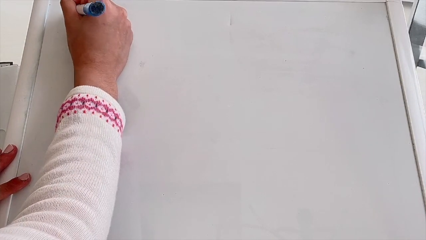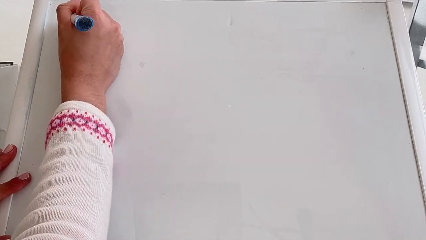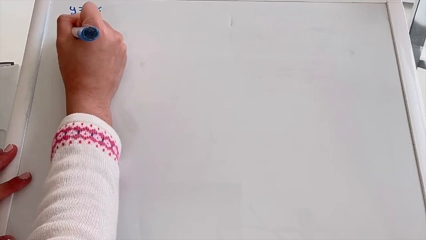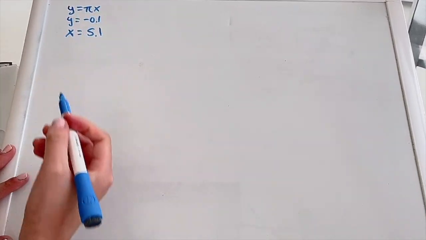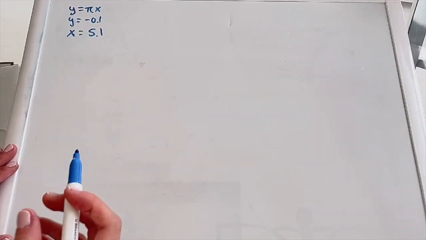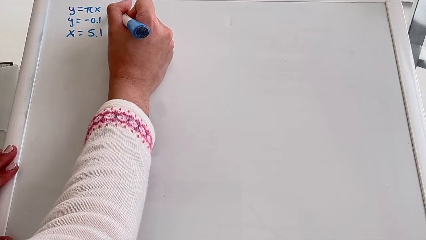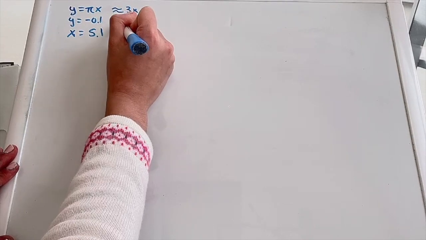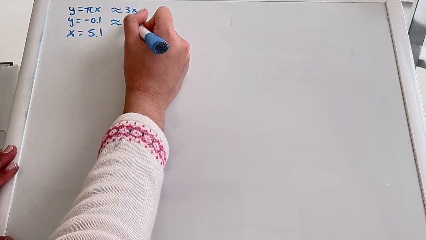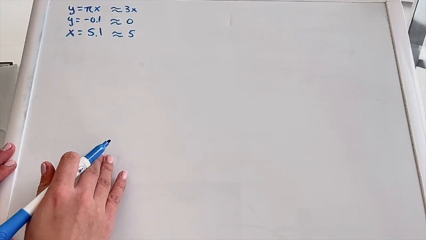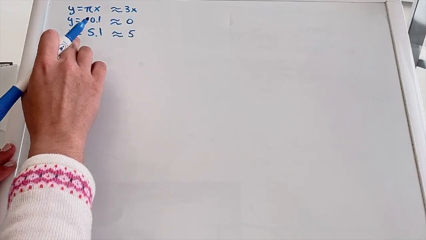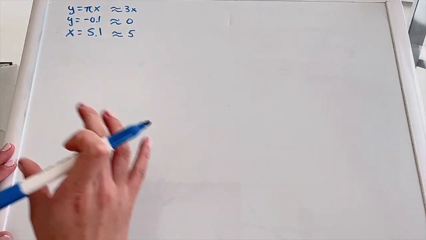So, looking at these three lines, we can see the three lines are y equals pi x, y equals negative 0.1, and x equals 5.1. What you notice about these is that none of these are full integers, but they are really close to one. So this would be approximately 3x, this is approximately 0, and this is approximately 5. When we are drawing the diagram, we do this so that you can see that the integers, for example, x equals 5, is in this region.